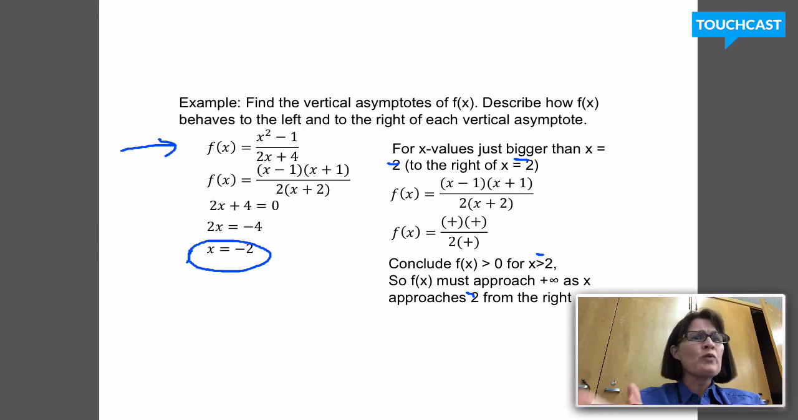So I've been asked to describe how this function behaves to the left and to the right of any vertical asymptote, and I know I have one vertical asymptote at x equals -2.